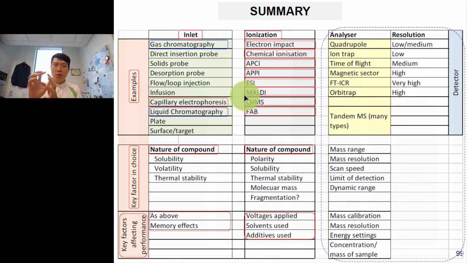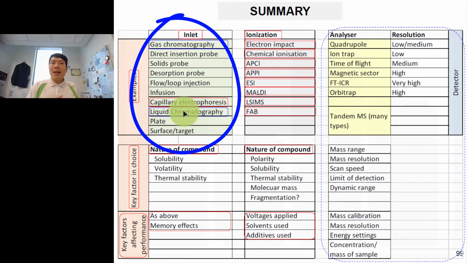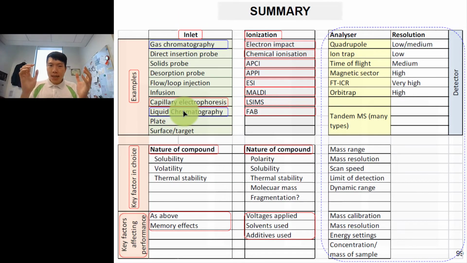Of course, we have MS in tandem with something else, before you separate them and analyze them. So you have the GCMS, gas chromatography. You have your direct injection probe, solid probe, desorption probe, flow loop injection, infusion. You have the CEMS we talked about in the last series of lectures, your capillary electrophoresis, and your liquid chromatography, LCMS. So you see these three here, we box them: GC, CE, LC. These are separation methods first, separation science, and after it's separated, we analyze them using MS. The rest aren't separation, it's just injection.